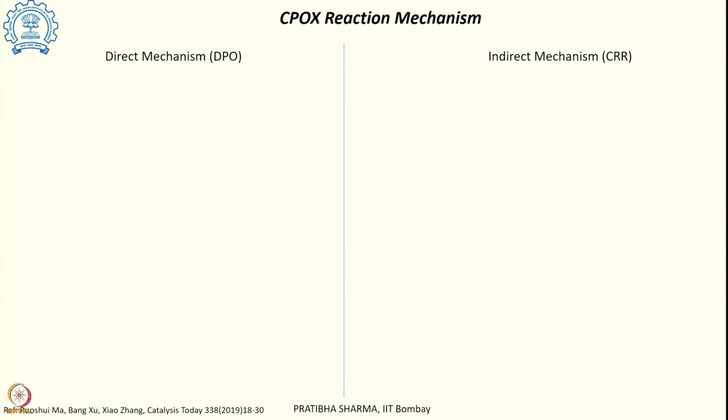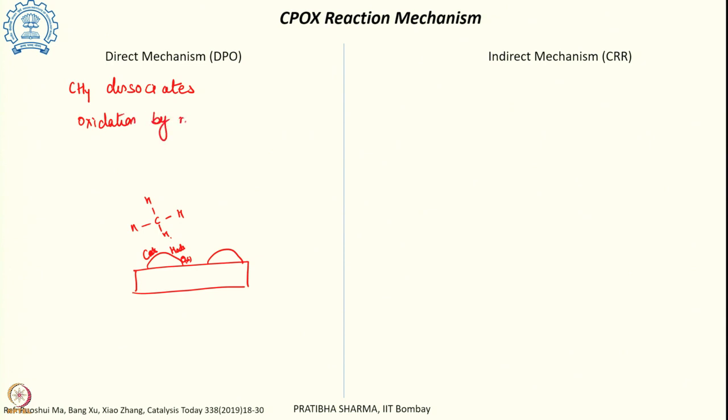If we try to explain the catalytic partial oxidation mechanism, it is a very fast reaction with a very small residence time. It is very difficult to exactly identify the mechanism, but there are two postulates. One is a direct mechanism wherein the methane dissociates on the surface of catalyst. So, we have a support having catalyst. So, the methane dissociates on the catalyst, carbon getting adsorbed, hydrogen also getting adsorbed. And then oxidation occurs by molecular oxygen which is present on the catalyst surface.